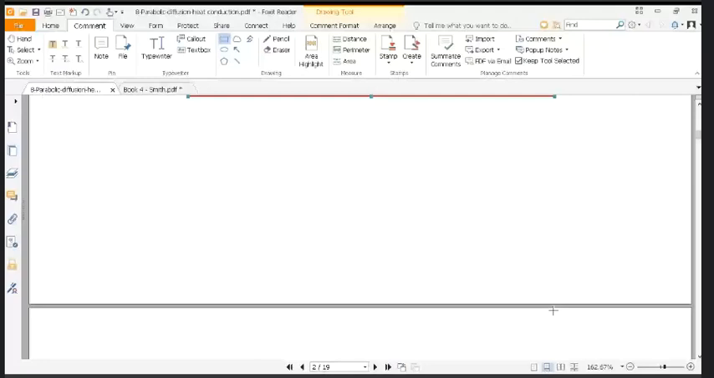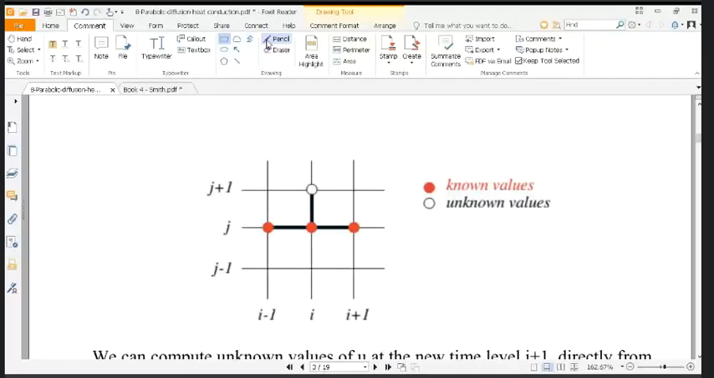For each point at the time level j plus 1, for example i and j plus 1, we must use 3 points at the previous time step. That means i minus 1 and j for this point. For this point, we use the value of u i and j. And for the end point, we use i plus 1 and j.